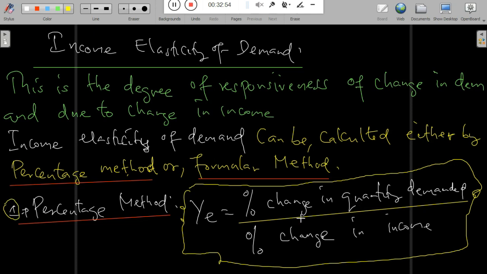So the percentage method is where we take the change in quantity demanded over the change of income.